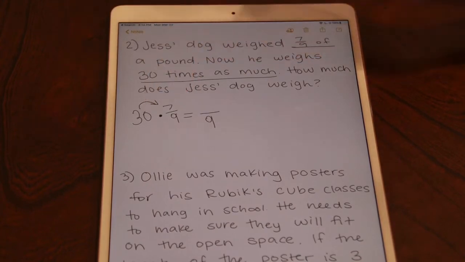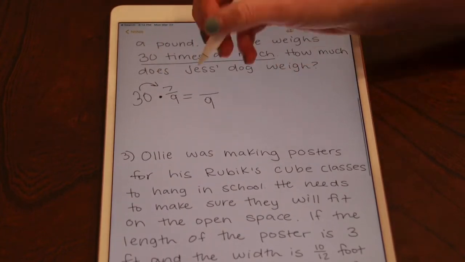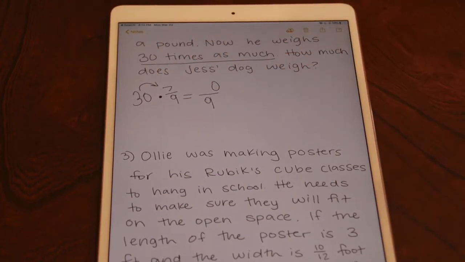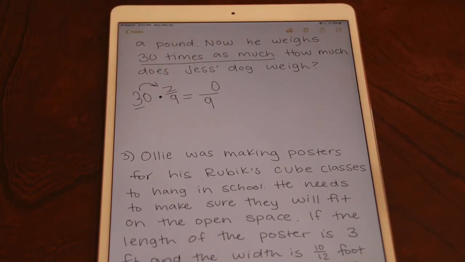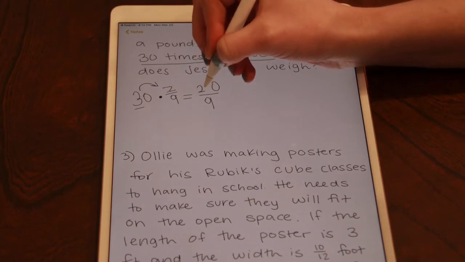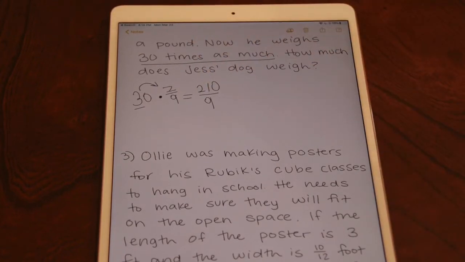I see that I have a 0. I know with multiplication, if I have a 0, I can just add it onto the end. And then I can do what's left over. 7 times 3 would give me 21. So I have 210 ninths pounds.